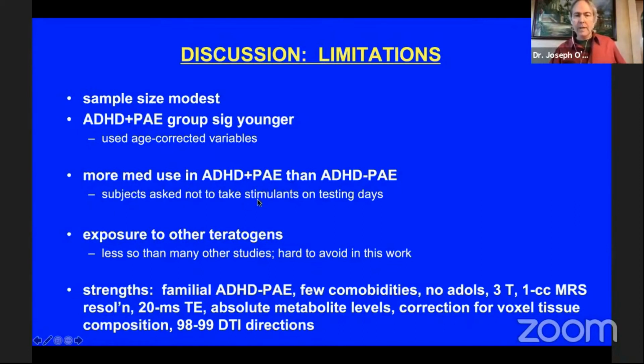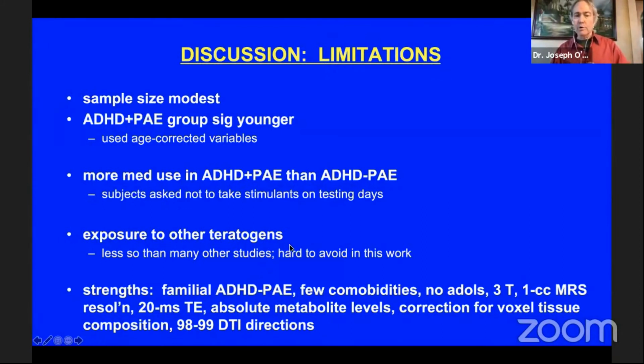We had more medication use in ADHD+PAE than the ADHD-PAE, very typical, as we said at the beginning of the talk. Most of the subjects who were on meds were on stimulants. They were asked not to take stimulants on the testing days. Maybe that helped mitigate that factor.